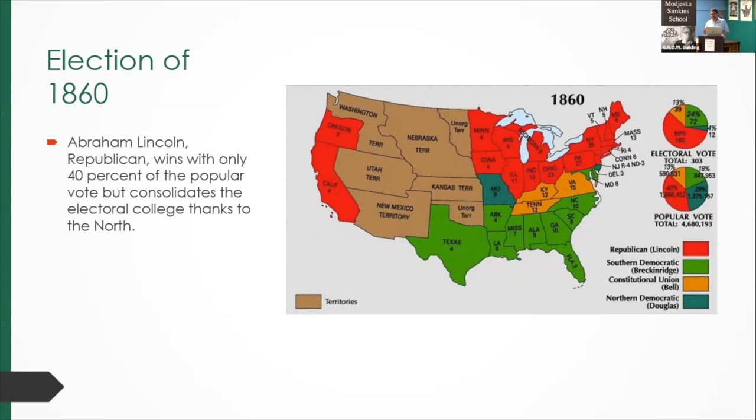But on the whole, Lincoln is able to win enough electoral college votes just from campaigning in the North that he wins the election. Keep in mind, Lincoln not only did not campaign in the South, he was not even on the ballot in the South. The Republican Party was not on the ballot anywhere south of the Mason-Dixon line, and they still won.